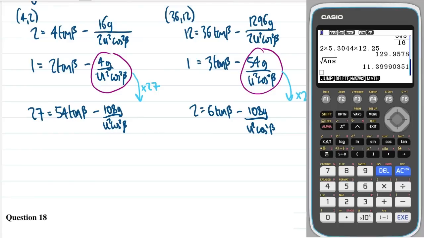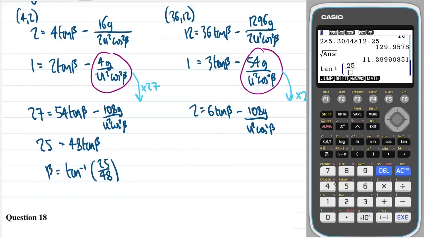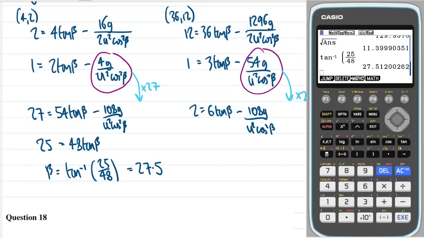And if I do subtract one from the other, I will get 27 minus 2 is 25. 54 tan beta minus 6 tan beta is 48 tan beta. And these two horrible things will cancel out. And that tells me that beta is equal to tan to the minus 1 of 25 over 48. So tan to the minus 1 of 25 over 48 is 27.5. Beautiful.